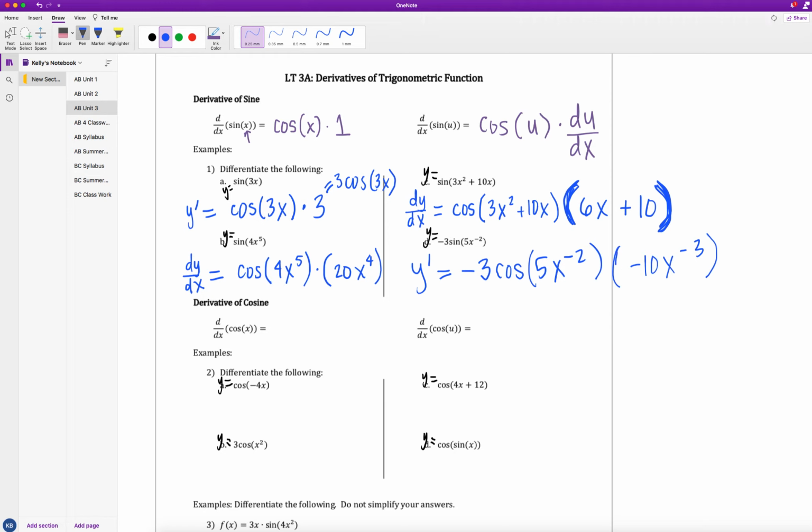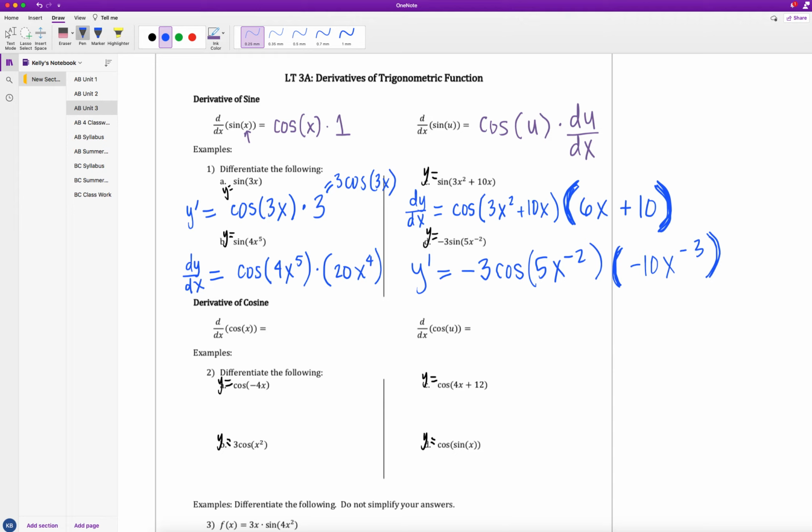It's important that we do want to have these parentheses here. Otherwise, that negative 10 might look like a subtraction sign instead, and we want to make it clear that we are multiplying this negative 10x to the negative third to that negative 3 cosine of 5x to the negative second. Now, as always, if this is a free response, you do not need to be simplifying your answers, but on a multiple choice, you would need your answer to match.